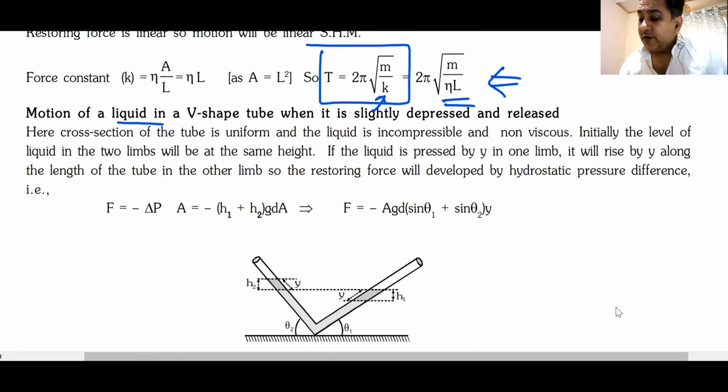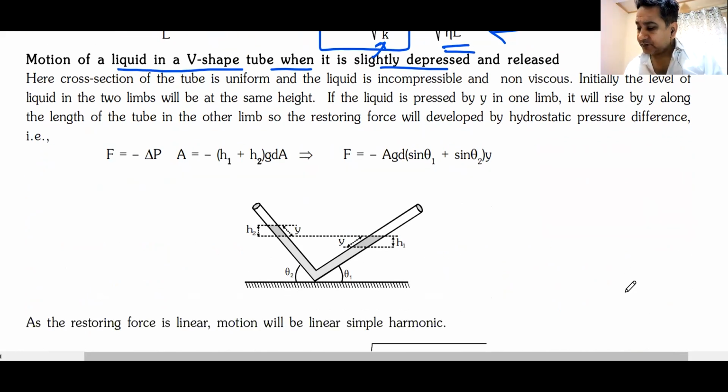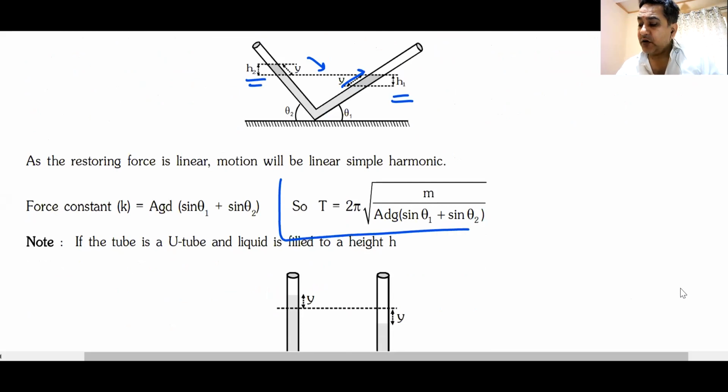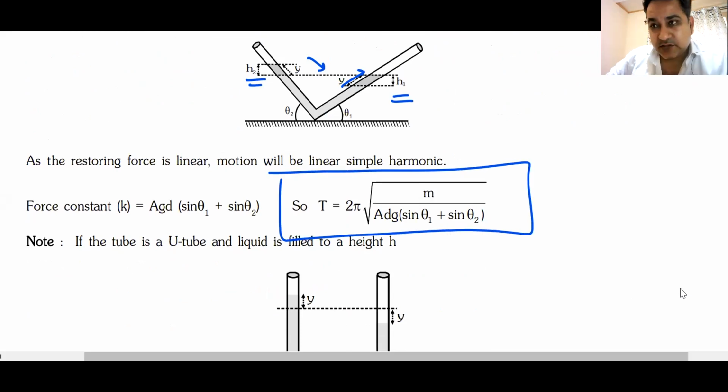Motion of a liquid in a V-shaped tube when it is slightly depressed. Same question came in an IIT some years back. It was not V-shaped, it was U-shaped. So how do you do this? You displace this side by y, so this side gets increased by y. So there is a corresponding change in their height. What is the corresponding change in their height? From there you can get the restoring force and your time period will look like this.